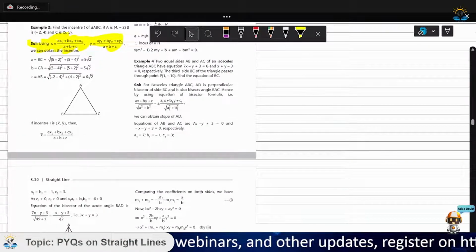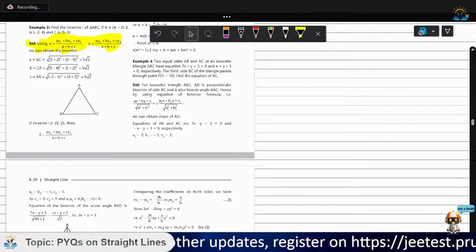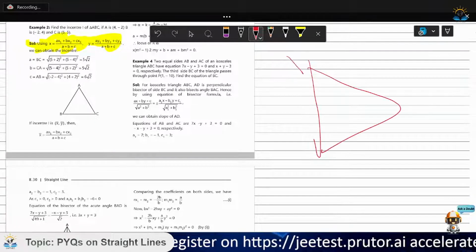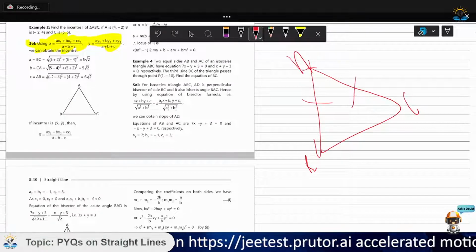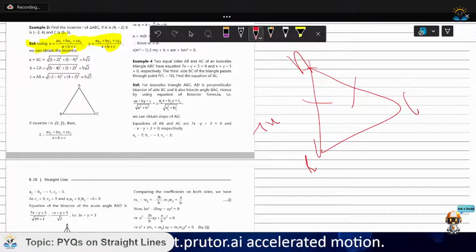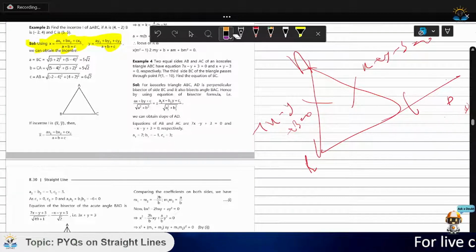So let us go to question number four. We have two equal sides AB and AC of an isosceles triangle ABC. It's an isosceles triangle. They have the equations xy minus y plus 3 is equal to 0 and x plus y minus 3 is equal to 0. The third side AB of the triangle passes through the point P (minus 1, 10). Find the equation of... very easy question, guys. I'll tell you how.